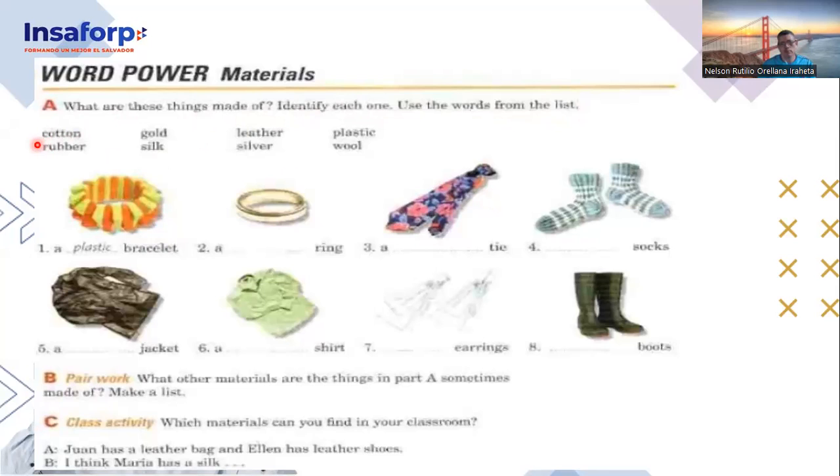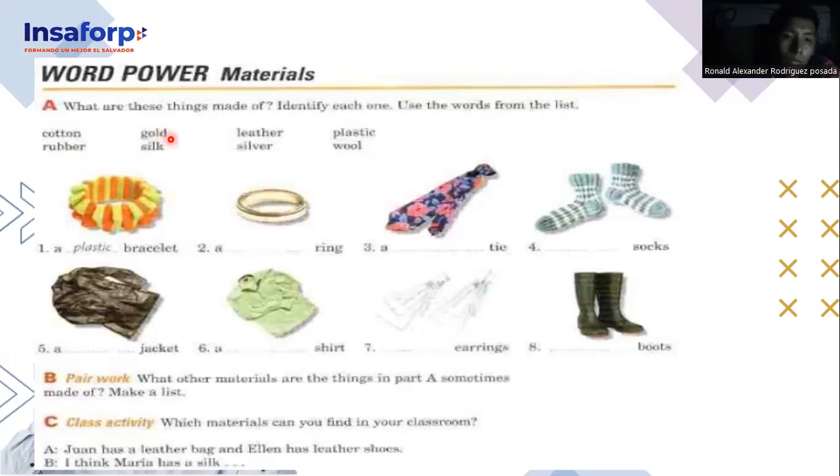What does the word cotton mean in Spanish? Algodón. Algodón. Thank you. What about rubber? Caucho. Caucho. La goma, right? But not goma like the kind of goma for erasing, it's goma de caucho. Let's continue with another one.